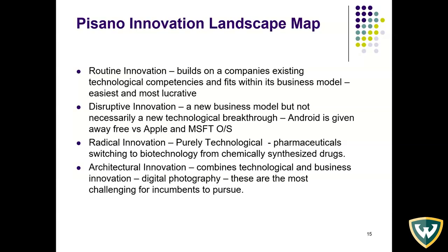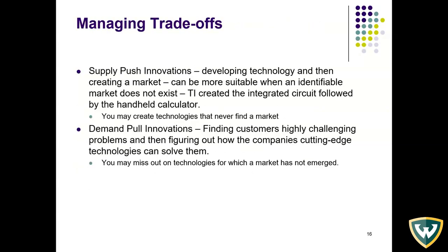And then architectural innovation combines technological and business innovation, so digital photography, as we've talked about. These are the most challenging for incumbents to pursue because they are just completely different from what the incumbent's doing today. So managing trade-offs within innovation, we're talking about different ways of innovation getting to market.